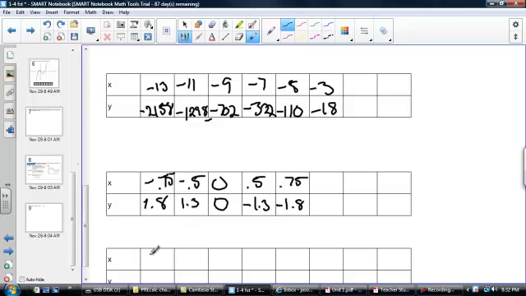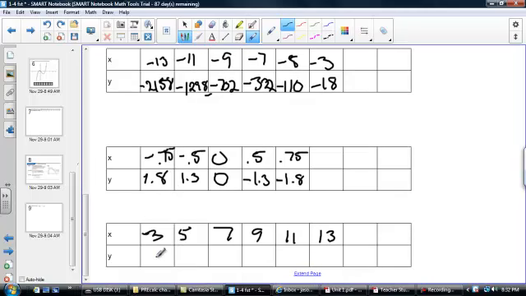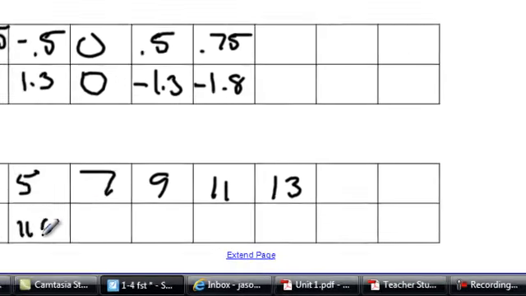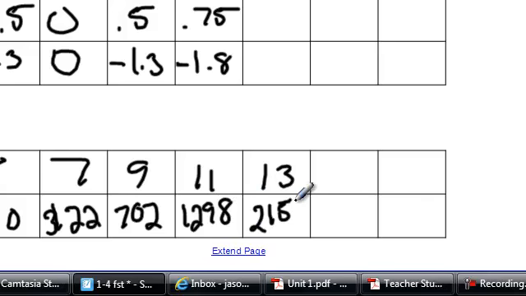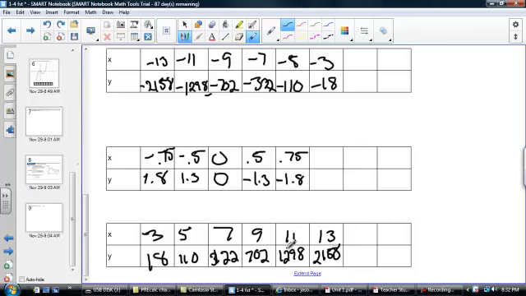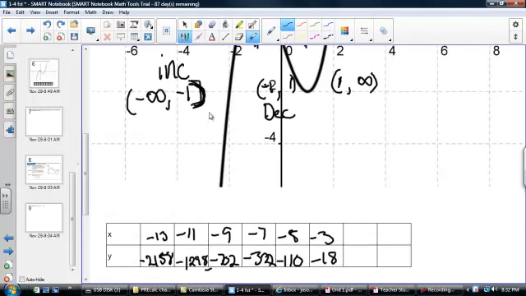And finally, I'm going to choose values in the other side. 3, 5, 7, 9, 11, and 13. And I plug these values in. I've got 18, 110, 322, 702, 1,298, and 2,158. Again, we can see we're increasing in our values as we go along in our x's. So this is your numerical proof for your answers up here.